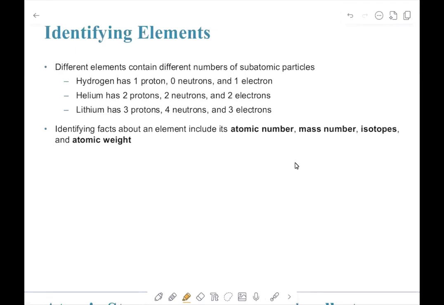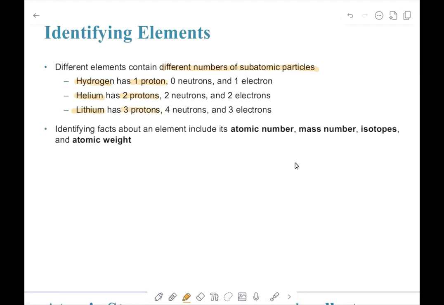But different elements are going to contain different numbers of subatomic particles. So when you look on the periodic table in the upper left-hand corner, you see hydrogen. It has 1 proton, so it'd have a number 1 in it. Helium is in the upper right of the periodic table. That's a 2 because it has 2 protons. And then lithium would be directly underneath hydrogen. It has the number 3 for 3 protons.